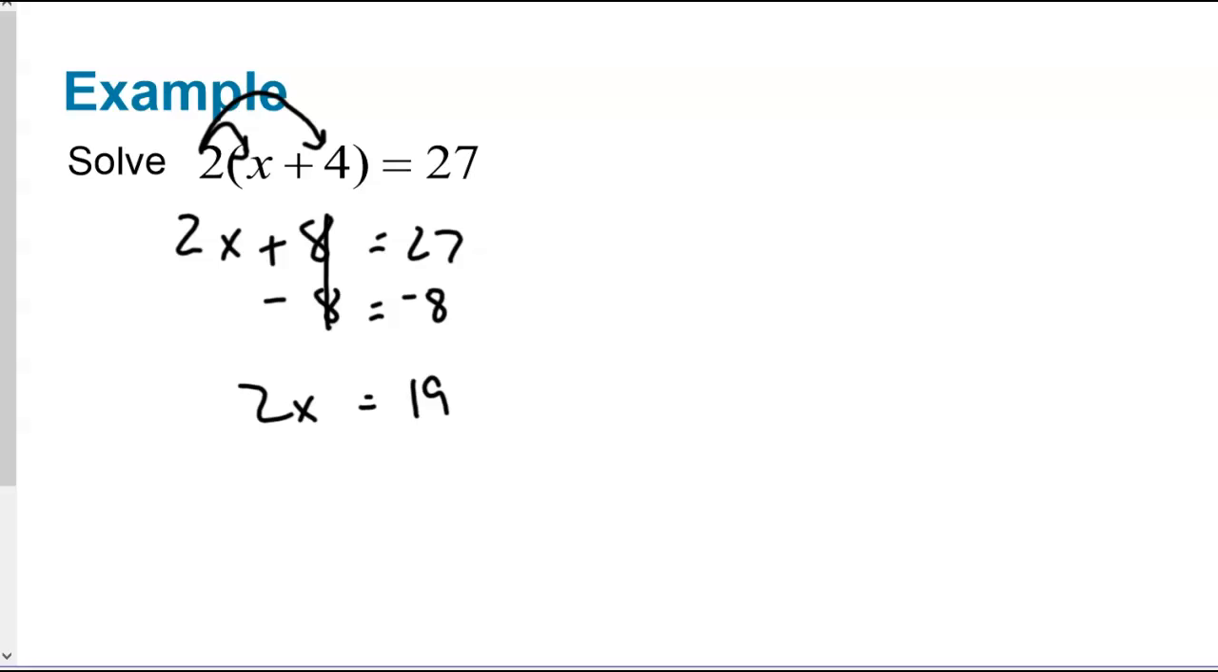Now we want to get our x by itself, isolate the variable. So we're going to do the opposite operation of what's being done times x. So we're going to divide by 2. And what we do to one side, we have to do to the other. That will reduce that down to 1x equals 19 divided by 2 will give us 9.5.